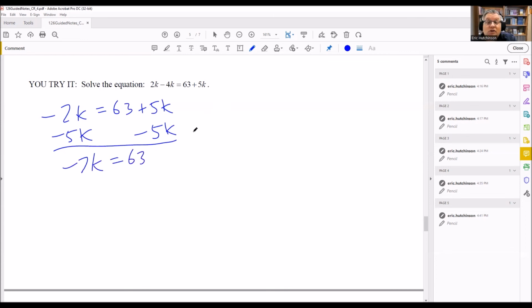That equals 63. So again, I subtracted because I want those k's to disappear. So 5k minus 5k is 0, and I get this. Now we want to divide both sides by -7. And when we do, we get the answer of -9. Okay, we choose division here because you want to get rid of the number that's in front of the k. So negative over negative cancels out, and you just get a 1 there. Answer is going to be k equals -9.